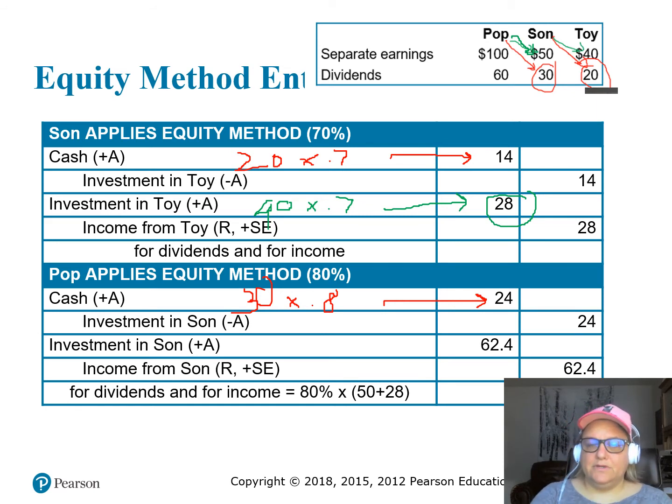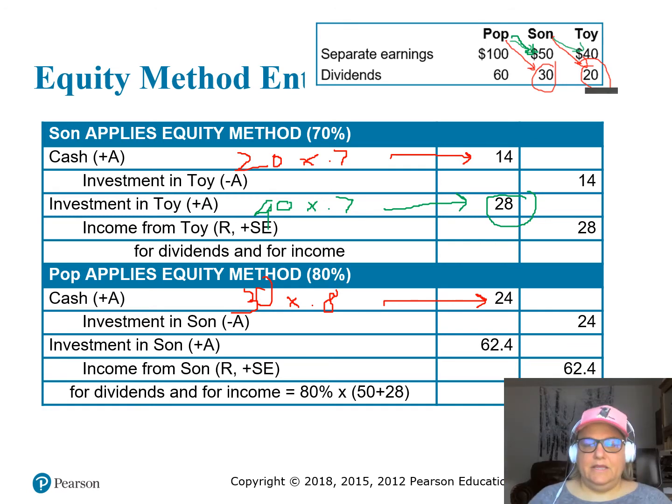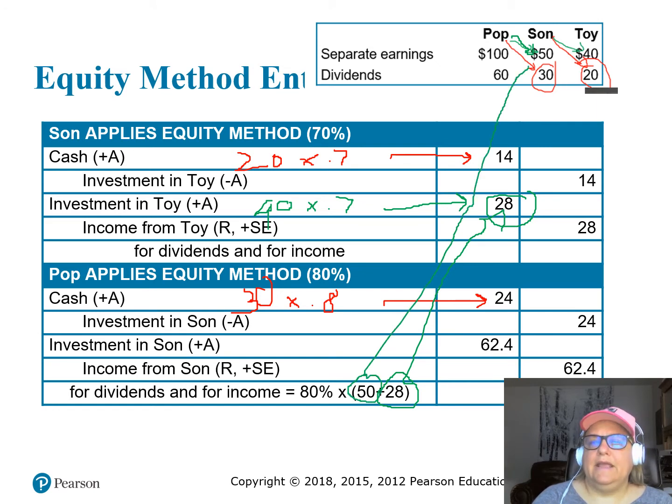So in Pop's journal entry, people get confused because they're like, is this being counted twice? And I'm like, no, because it's two different books. Pop will be reporting that consolidation in their consolidated income statement. So they come in here and they show the 28. We're just showing things. It's not like the money is getting duplicated. They show the 28 from Toy, plus they show Sun's separate income. And here you go.